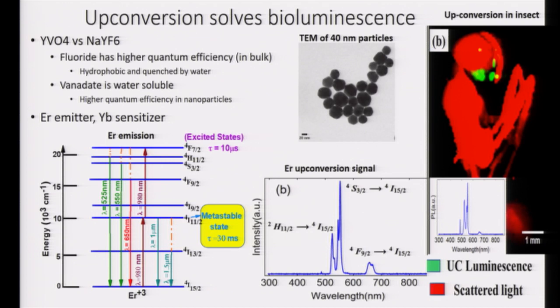So what exactly do you mean by upconversion? Upconversion, when we put infrared in, we get visible out. So you put in 2 photons of infrared, usually 980, and you get out something around 525, 550.